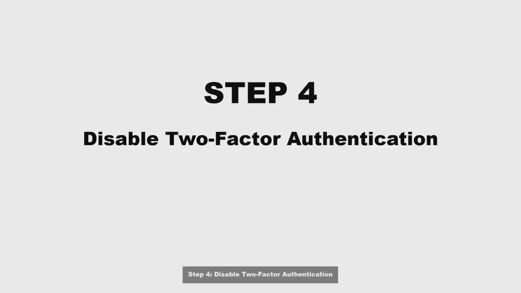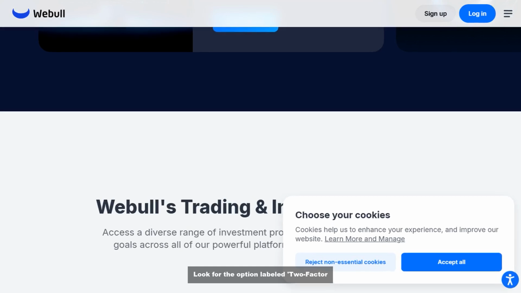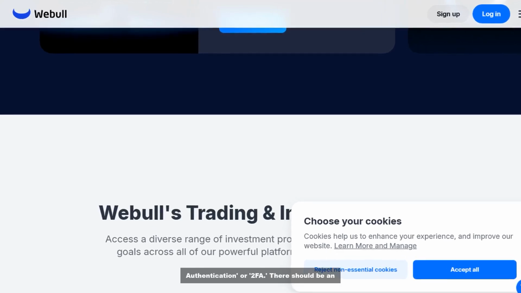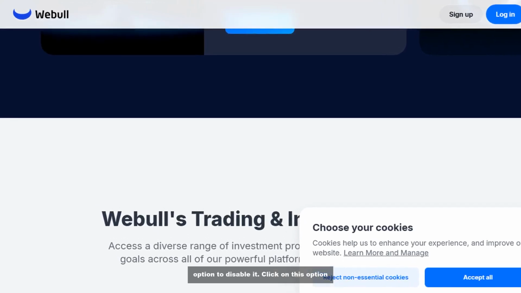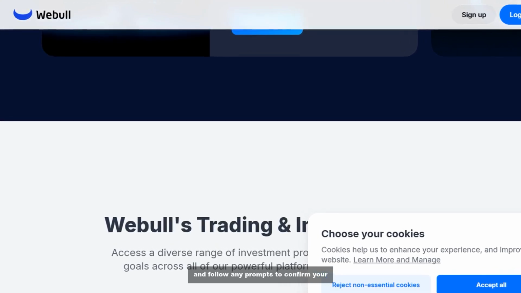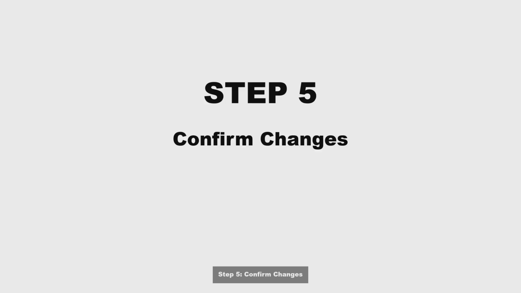Step 4. Disable two-factor authentication. Look for the option labeled two-factor authentication or 2FA. There should be an option to disable it. Click on this option and follow any prompts to confirm your decision.